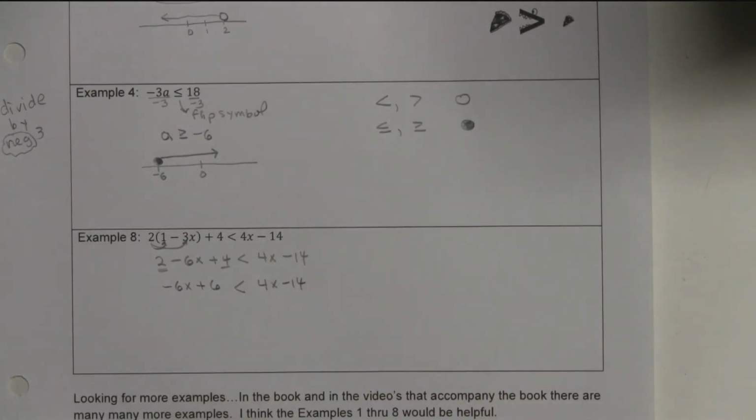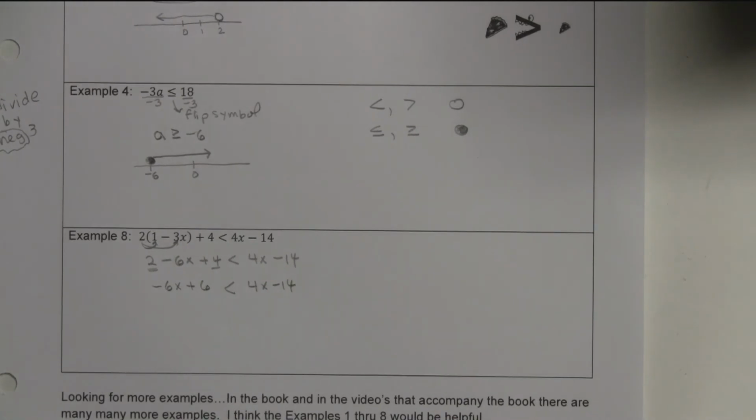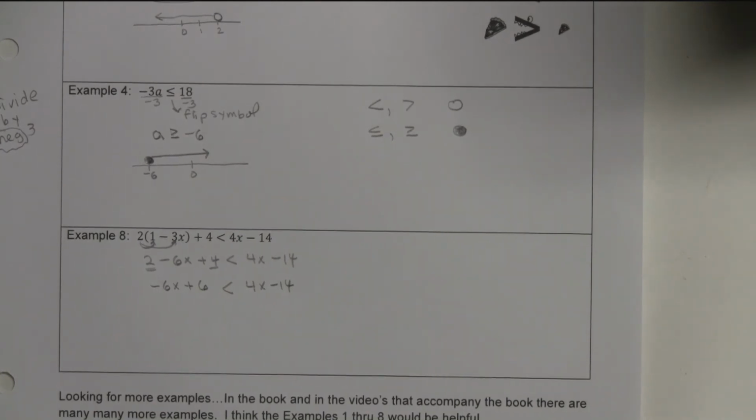So when you use the distributive property, you don't change the symbol. When you combine like terms, you don't change the symbol. You leave the symbol exactly the same. So if it's the less than symbol, you keep it the less than symbol. And when you add or subtract to get the variable on one side and the numbers on the other, you leave the symbol the same.